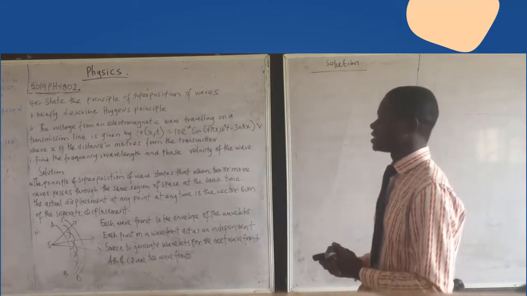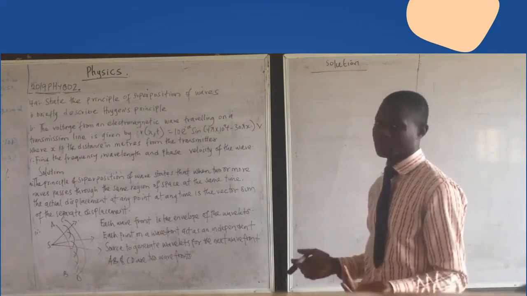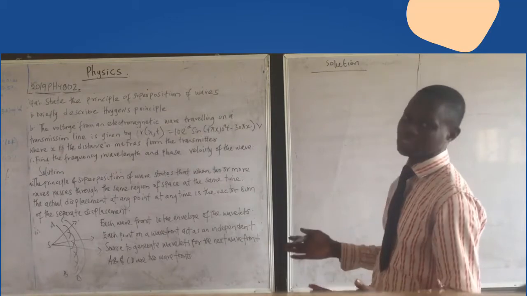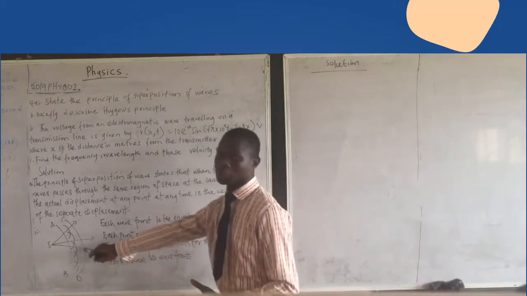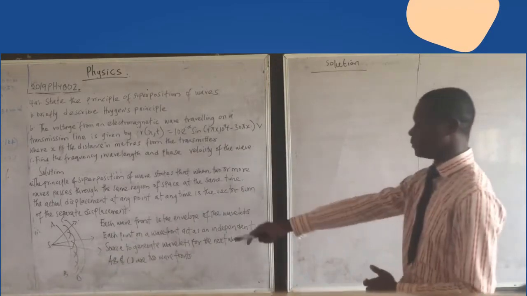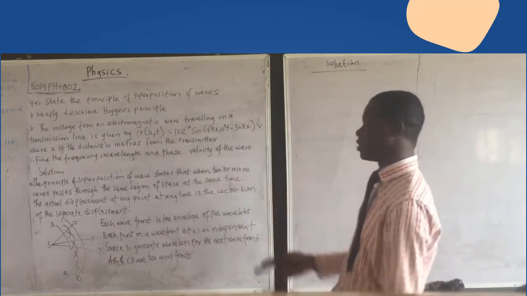The next question says, briefly describe Huygens principle. How do you describe Huygens principle? Huygens principle deals with wavefronts and wavelets. This is a diagram for the Huygens principle. A, B, C, and D are called the wavefronts.